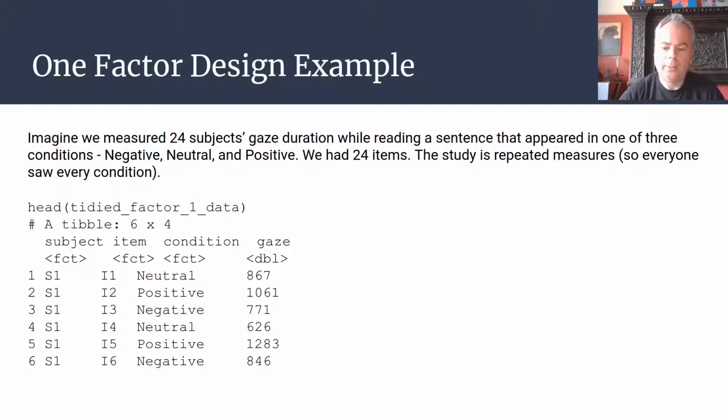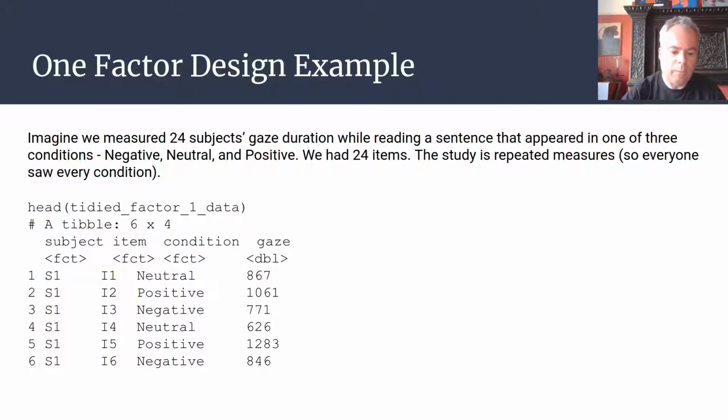And we had 24 items. The study is repeated measures, which basically means that every participant saw every experimental condition. So we can look at our data set and we can see it's in the right sort of format. It's in long format or tidy format where every row corresponds to one observation. And that's important that we have our data in the right format. So we've got 4 columns in this data set. We've got subject, item, condition, and gaze duration measured in milliseconds.